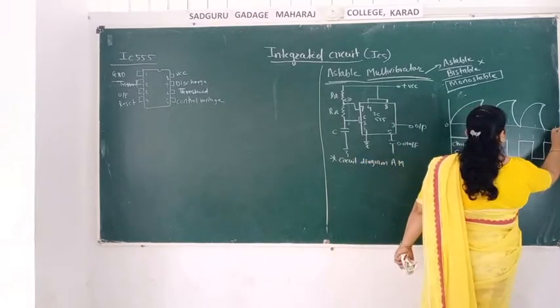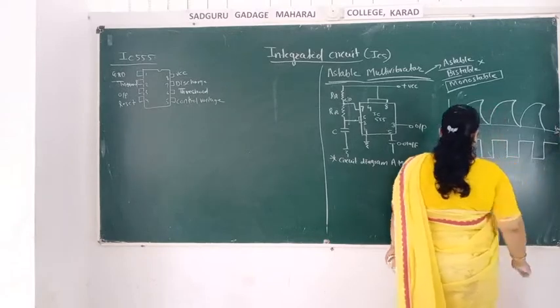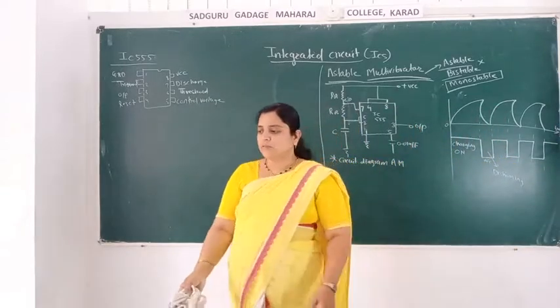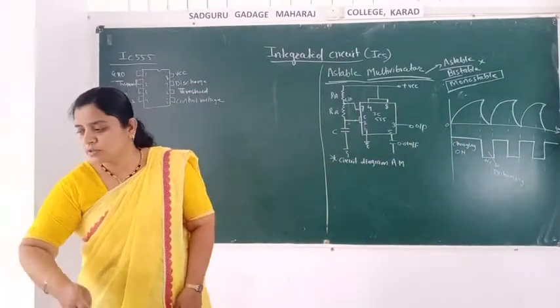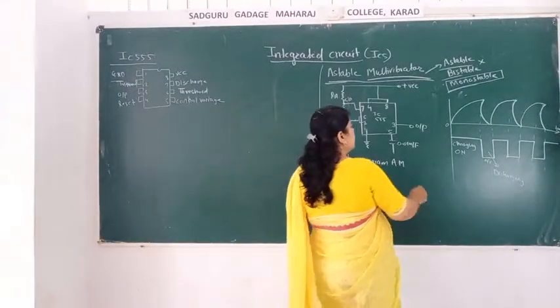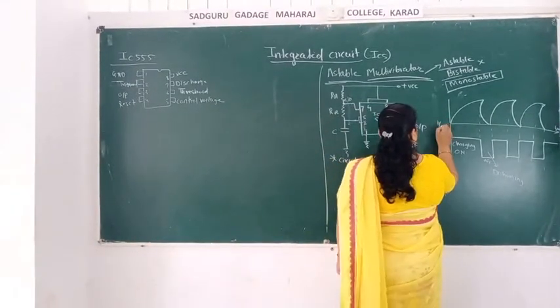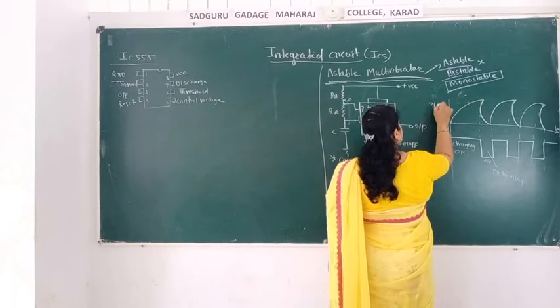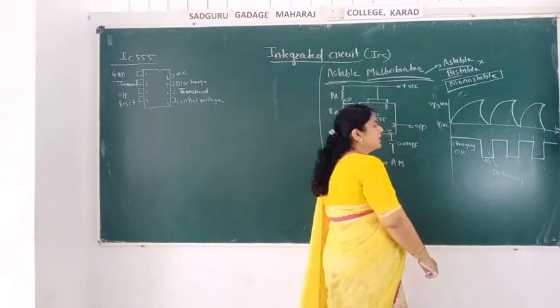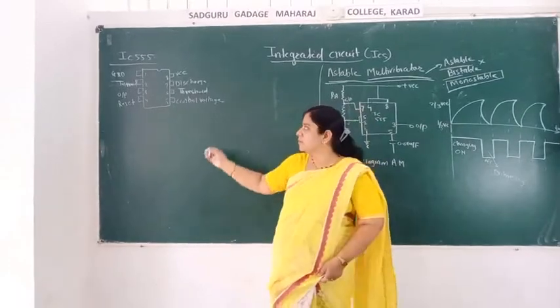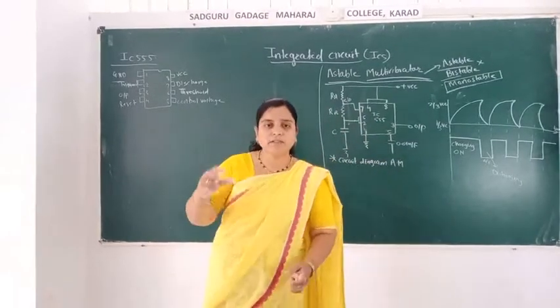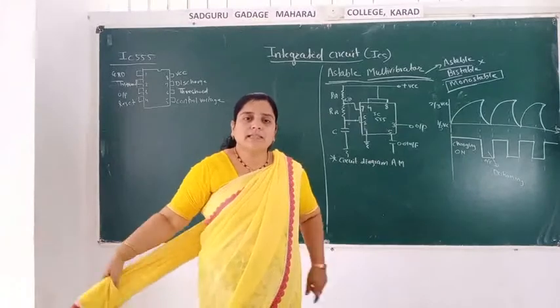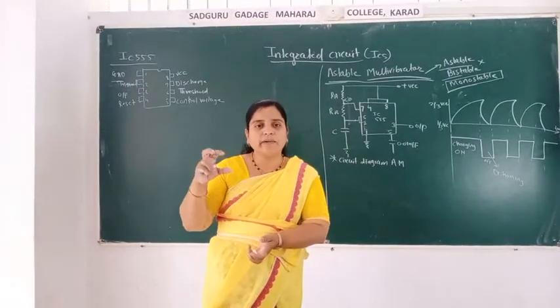At the time t, we are getting this waveform for the charging and discharging of the capacitor, where it is 1/3 of the VCC, and here it is 2/3 of the VCC. We have seen the block diagram of IC 555. We have seen what is there in the circuit diagram of IC 555.